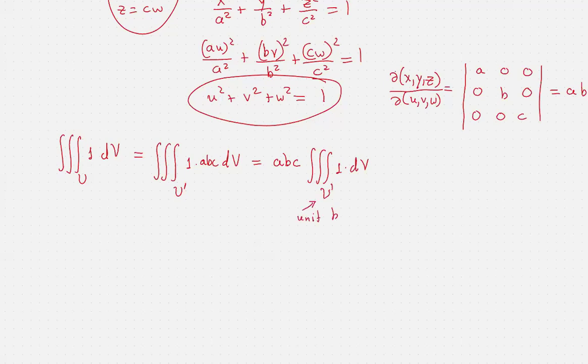And this is where we use our assumption that we have already done this integral in a separate video. We know that this will be simply 4 pi 1 cubed over 3. Remember, it's the unit ball. We found it right here. So the whole thing will be 4 pi abc divided by 3. And that's it.